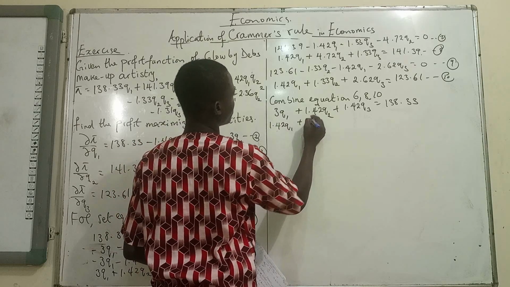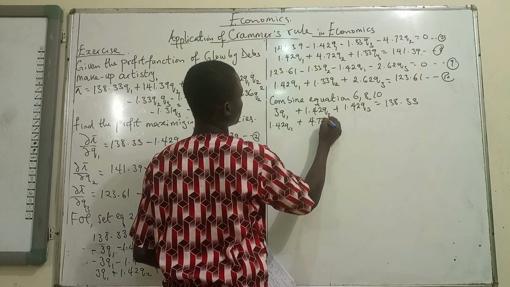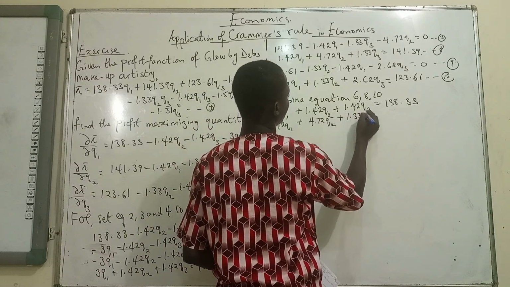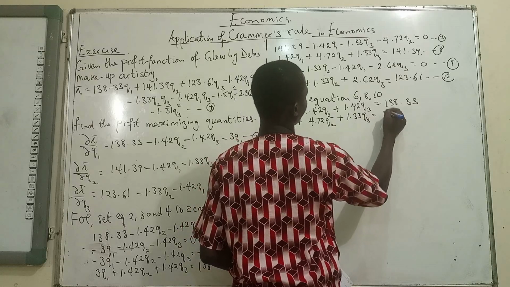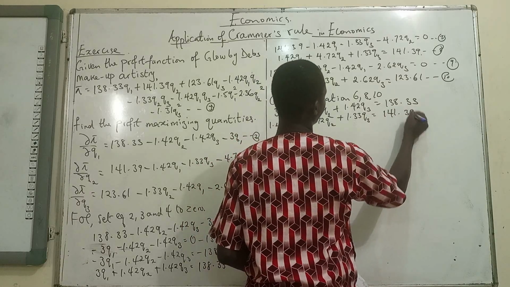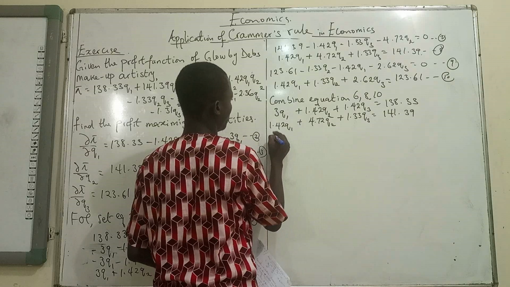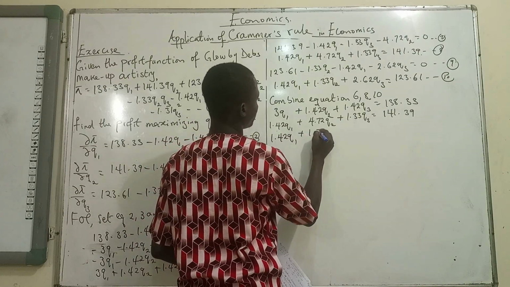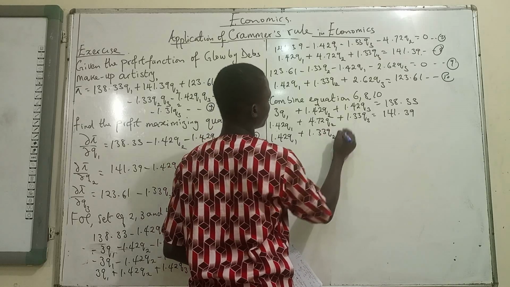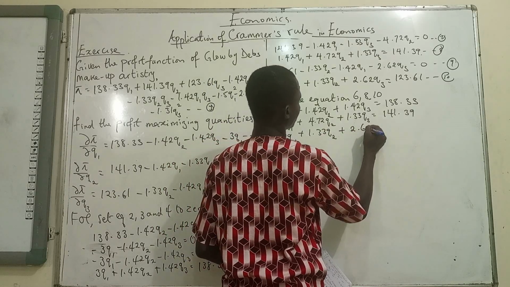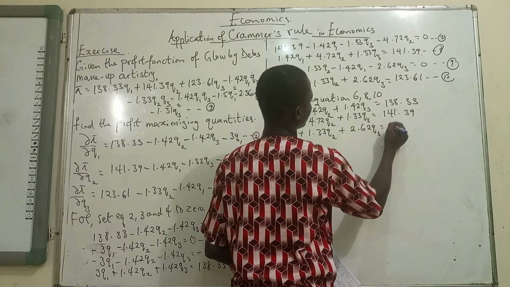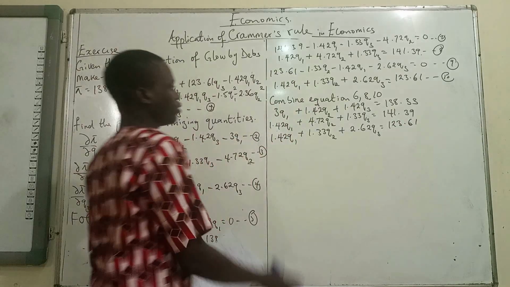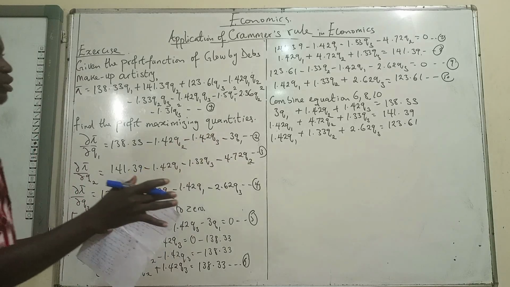Then equation 8: 1.42q1 plus 4.72q2 plus 1.33q3 equals 141.39. Then equation 10: 1.42q1 plus 1.33q2 plus 2.62q3 equals 123.61. Now we have three simultaneous equations.